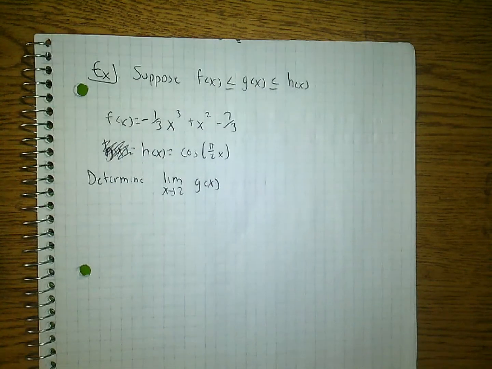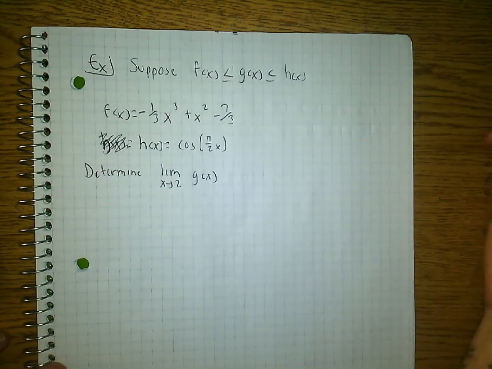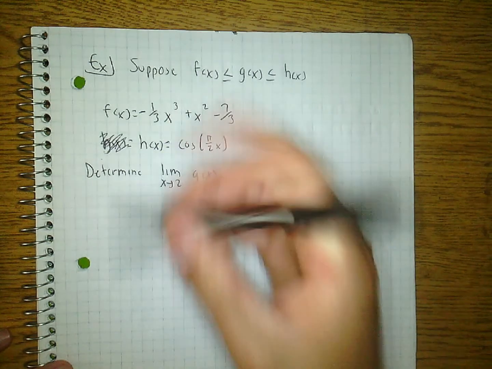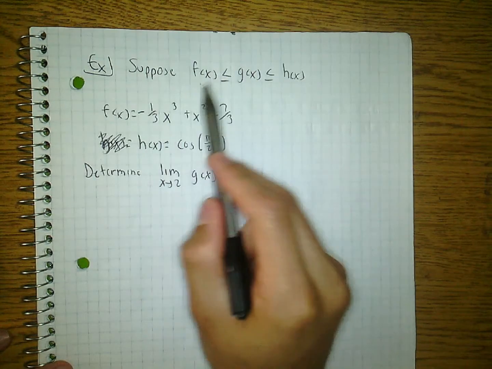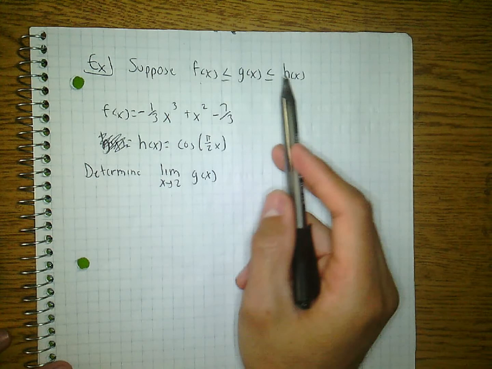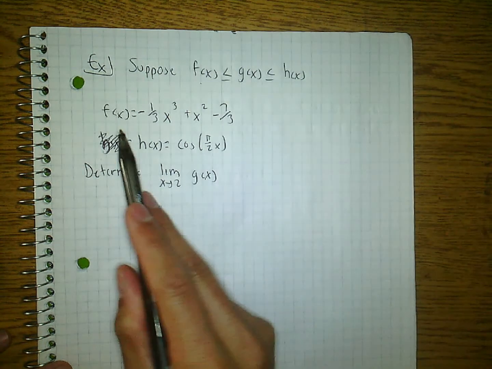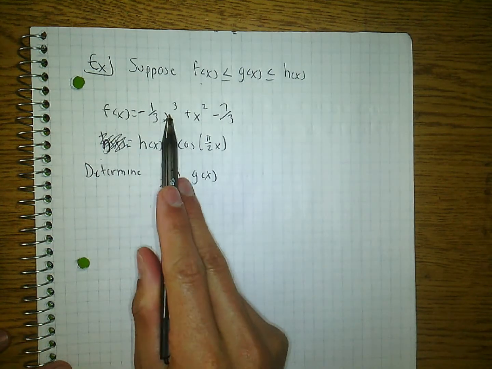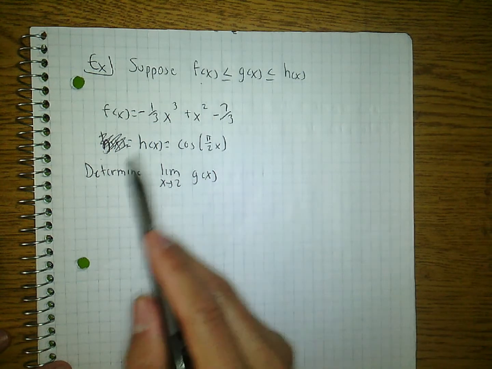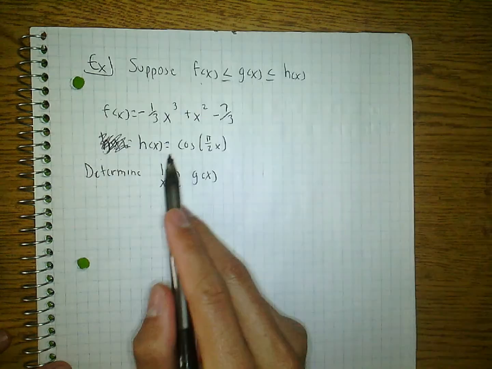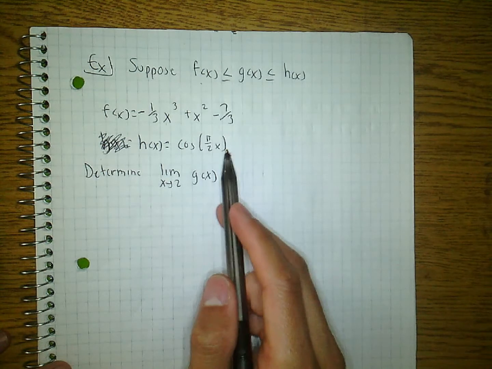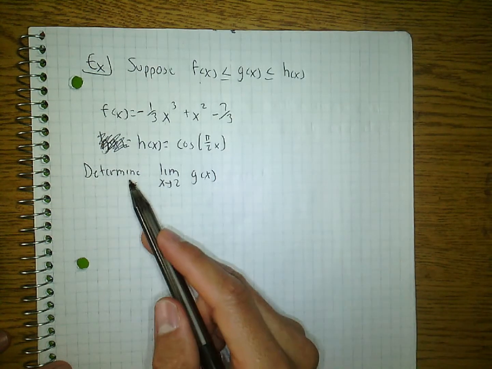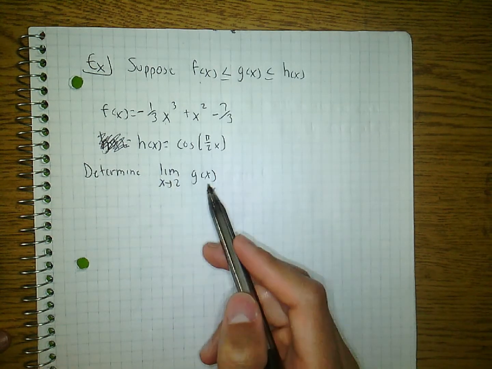Okay, so here's our first example. It's very important that this information is given to us. It says suppose that f of x is less than or equal to g of x, which is less than or equal to h of x, and you're given that f of x is equal to negative 1/3 x cubed plus x squared minus 7/3, and that h of x is equal to cosine of pi over 2 x. They're asking you to determine the limit as x approaches 2 of g of x.